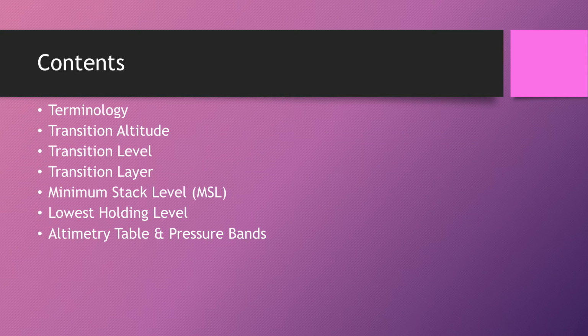So in today's video we're going to discuss some basic terminology which you should know from your S2 training, but we'll just review it anyway. We're then going to look at transition altitude, transition level, transition layer, minimum stack level, lowest holding level, and finally altimetry tables and pressure bands. So let's start with the terminology then.